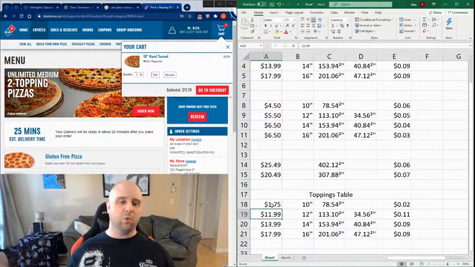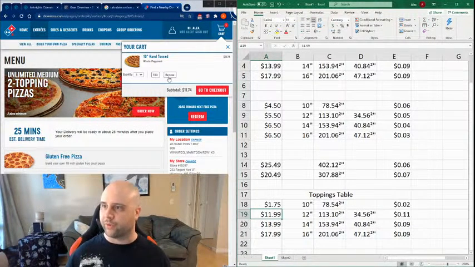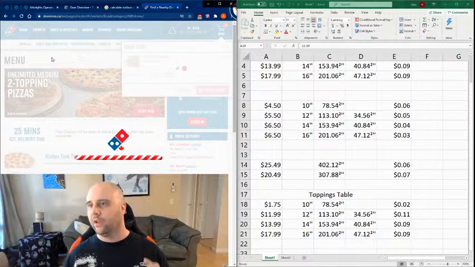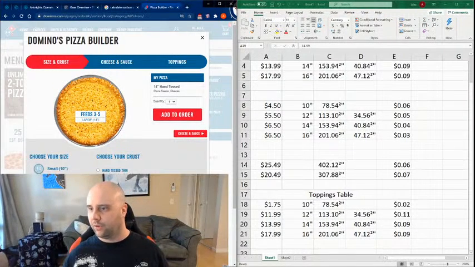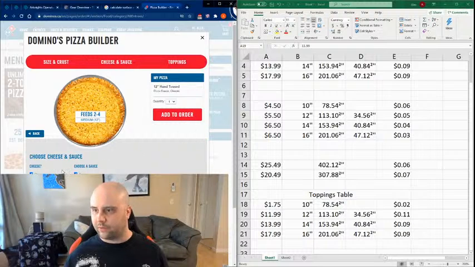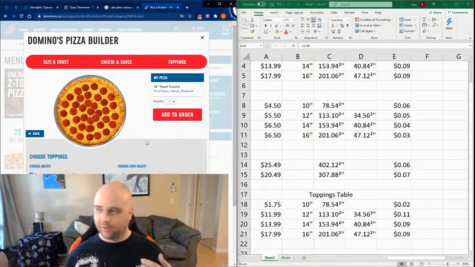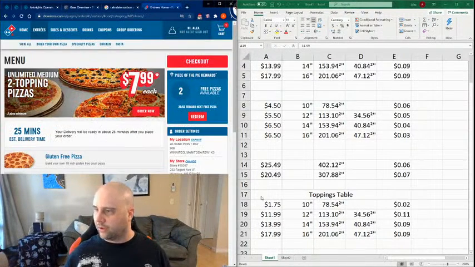Now, you know where we got to go. So we're just going to try and hammer through this real fast. We got to remove that pizza. We got to go through all of the other pizzas here. So, medium pizza. We got to go through that topping. We're going to go pepperoni. Oh, freeze panes. Add to order. Okay. So what do we got?